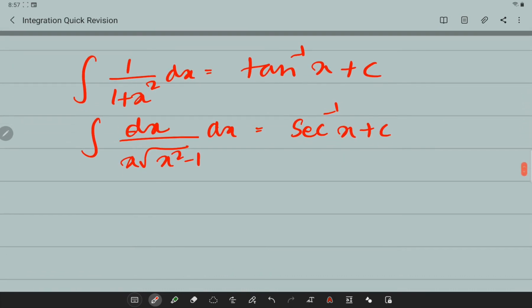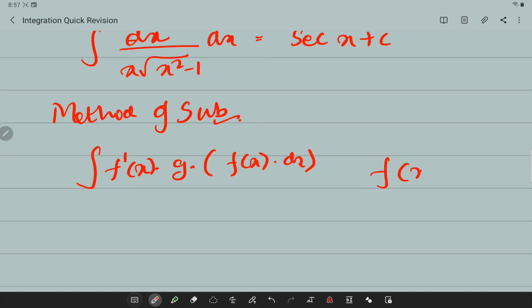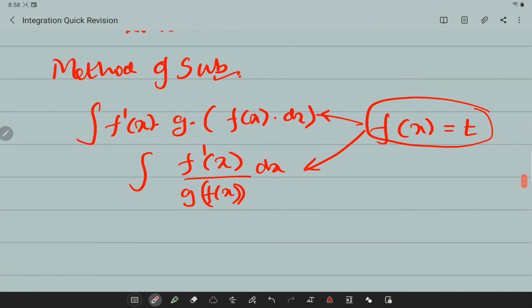Now we also have the method of substitution, in which if your integral is in the form integral f dash x into g of f of x dx, remember, let's consider f of x is equal to t. Or if your integral is in the form of f dash x by g of f of x, you have to go with this concept of f of x is equal to t substitution method.